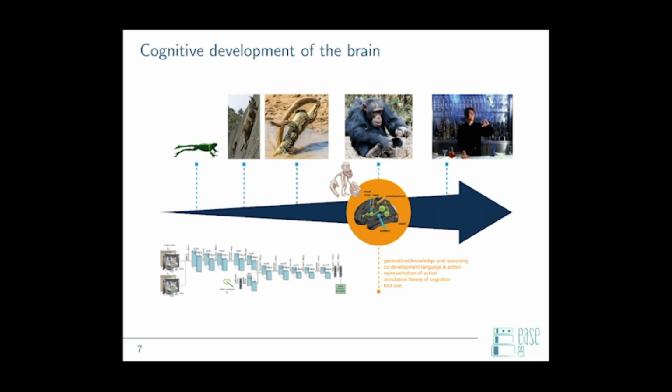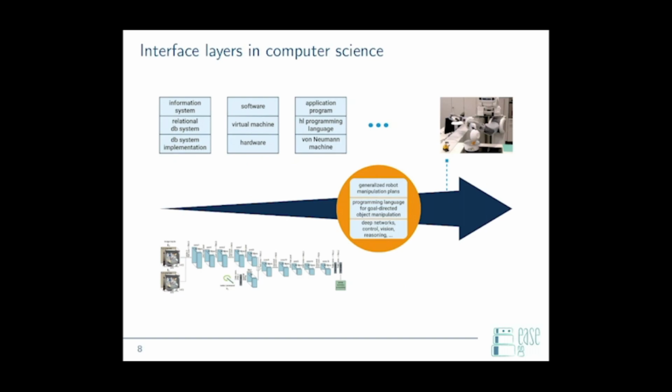So in computer science, you sometimes see a specific field do a huge jump in performance in a very short time. That's an idea pushed by Pedro Domingos. This was often due to computer science fields developing interface layers.